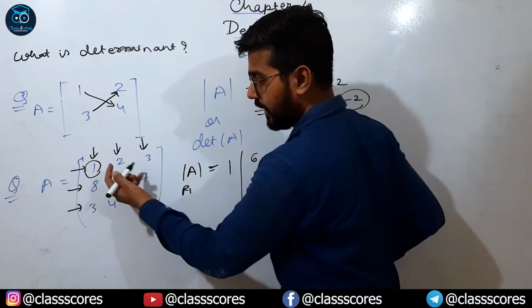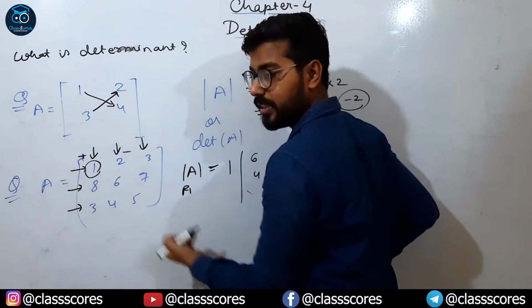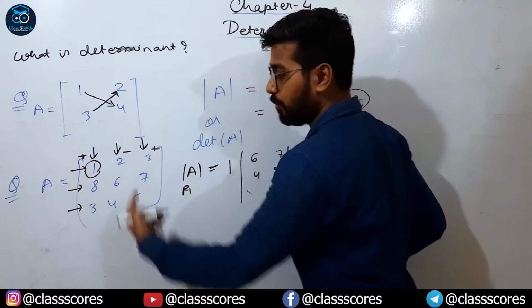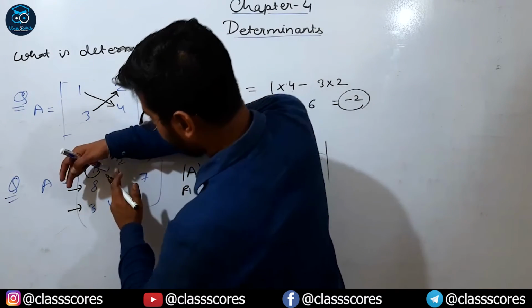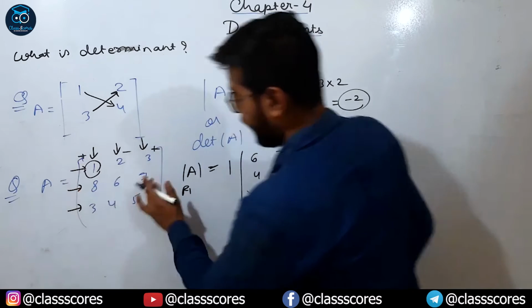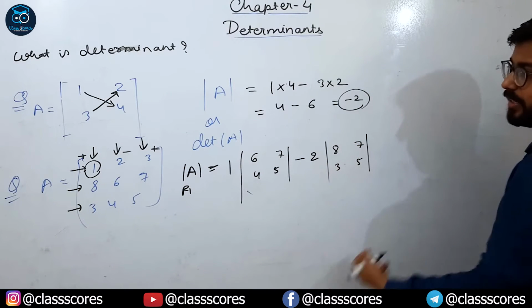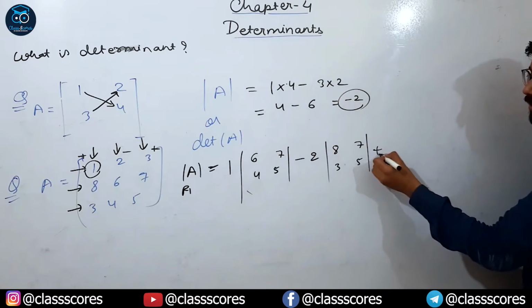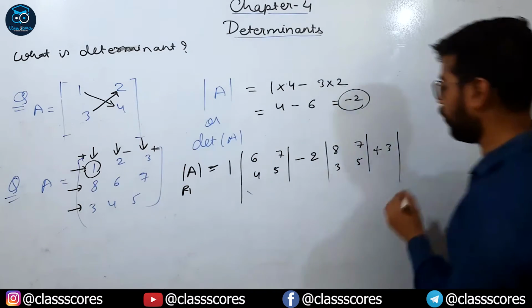Again, now the second element is on alternate sign. If the first one is positive, then the next one is negative. Then again positive. Now minus 2. Hide all the rows and columns in which 2 is included. 8, 7, 3, 5. Then next 3 with positive sign. So plus 3. Now hide this: 8, 6, 3, 4.